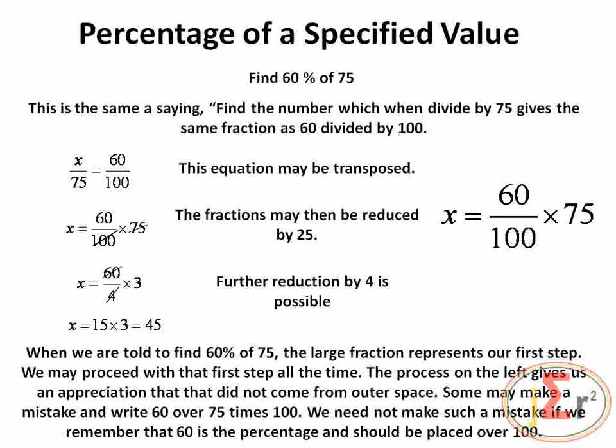When we are told to find 60% of 75, the large fraction represents our first step, which is this one. We always use this. We may proceed with that first step all the time. The process on the left gives us an appreciation that this did not come from outer space. Some may make a mistake and write 60 over 75 times 100. We need not make such a mistake if we remember that 60 is the percentage and should be placed over 100.